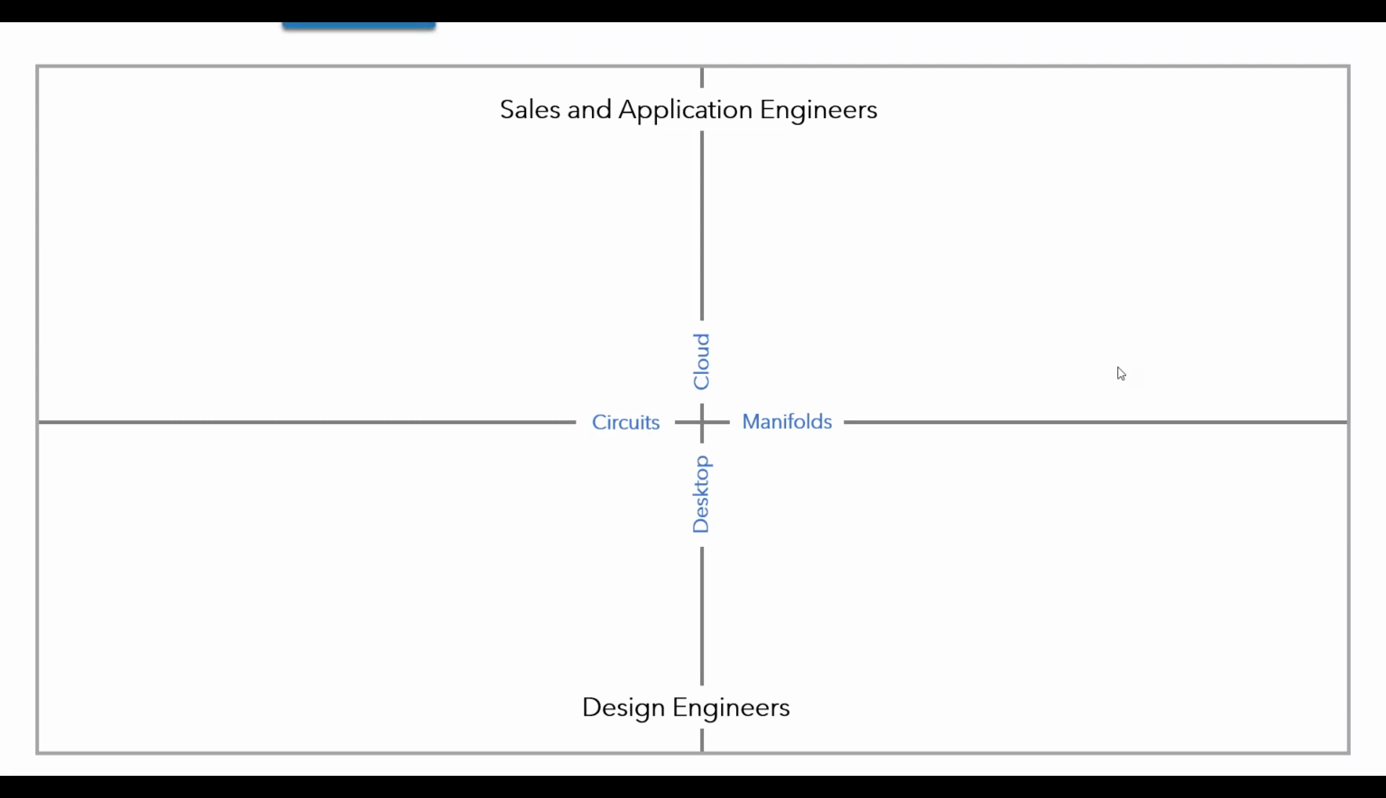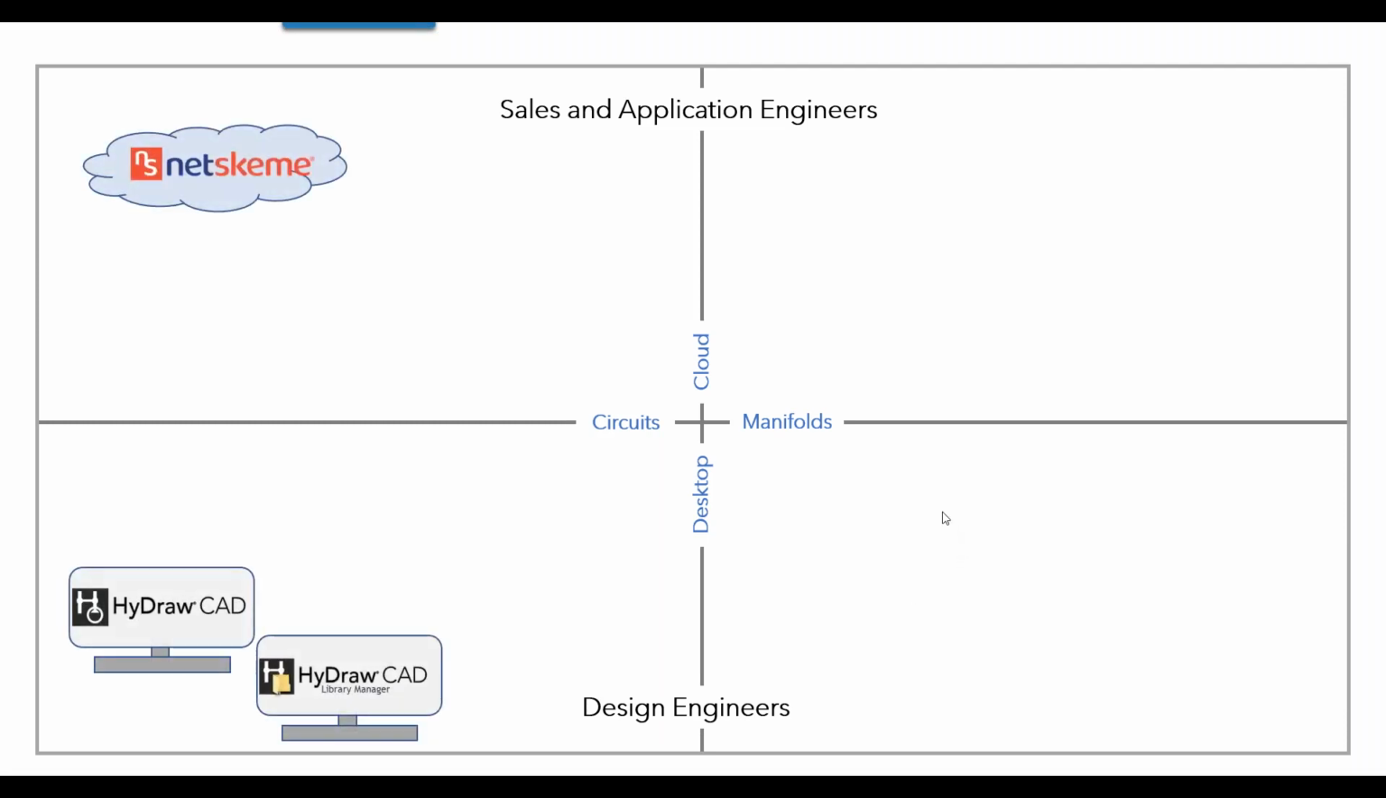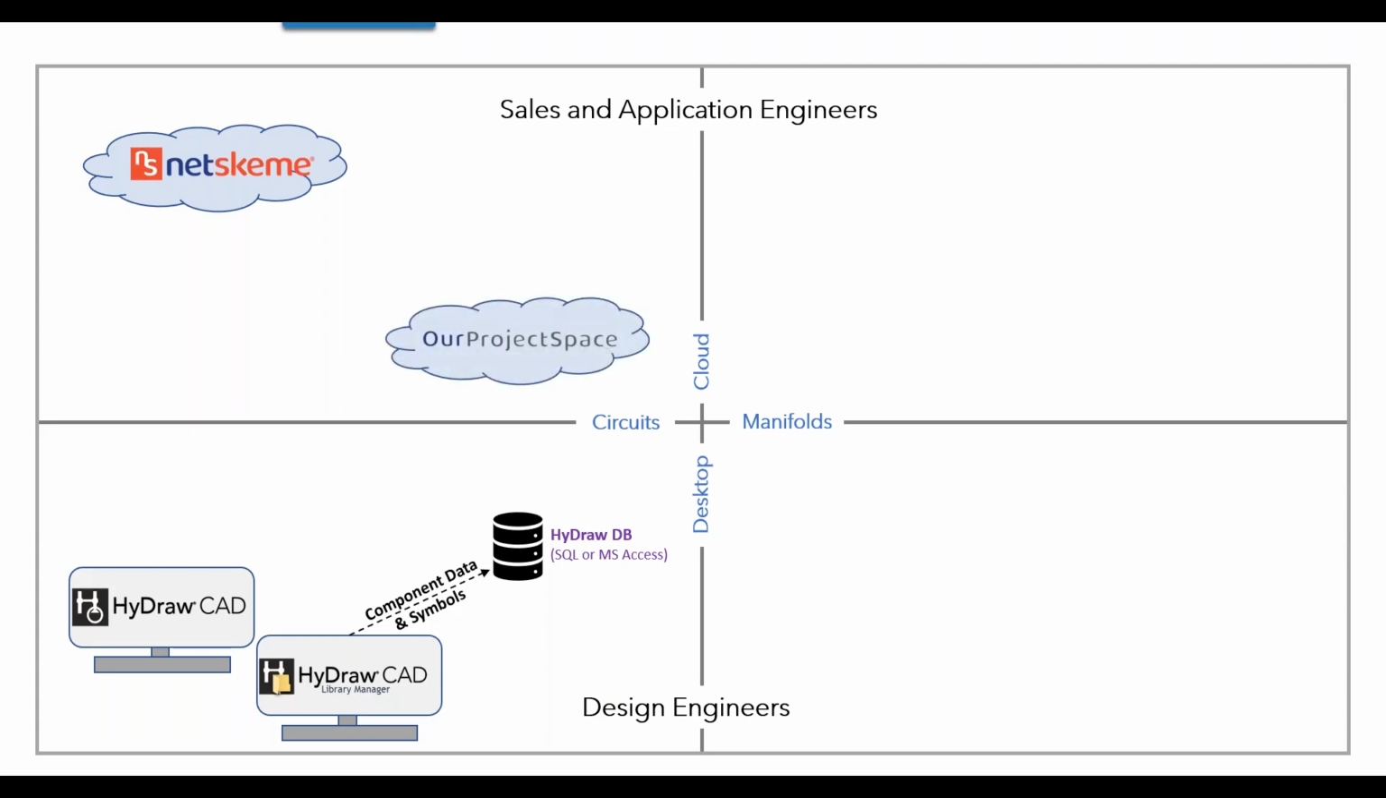Within our quadrant here, we're going to be focusing mostly on the left side today with the circuits. For our design engineers and our sales and applications engineers, we've been able to create products for the desktop and the cloud. So we have HyDraw and the HyDraw Library Manager, which allows you to create your own library, either SQL or MS Access, and it can be utilized within HyDraw and fed component data. You can create symbols, you can create templates within HyDraw, and all of that information can then be fed to what is going to be called our project space.